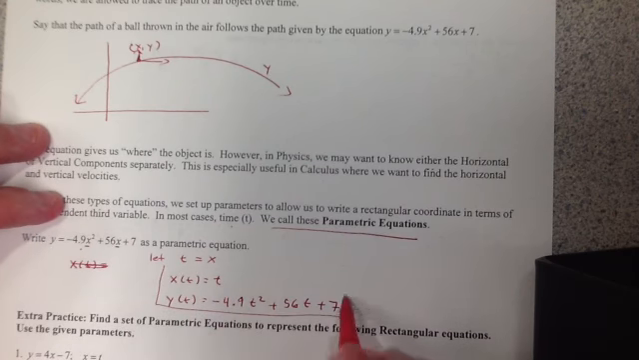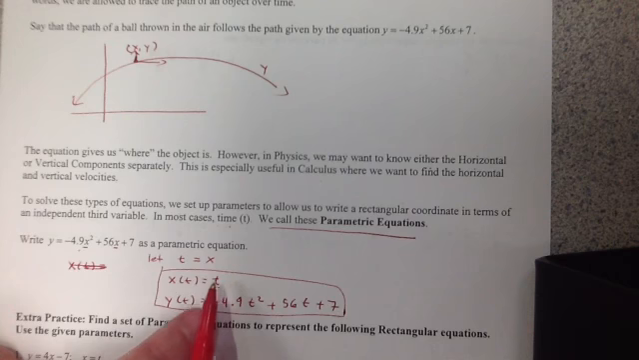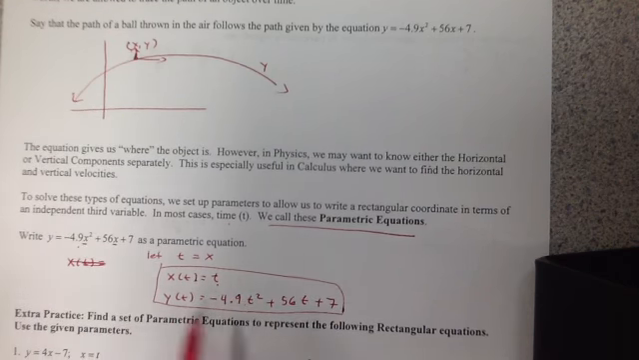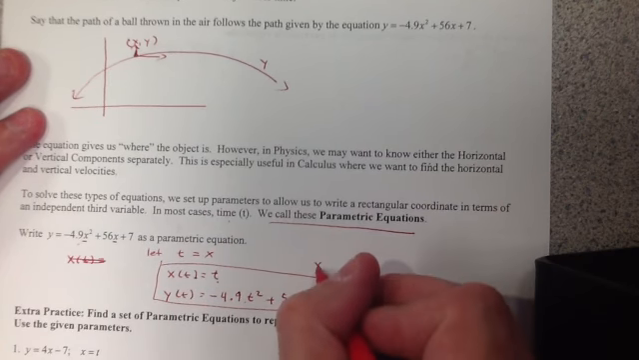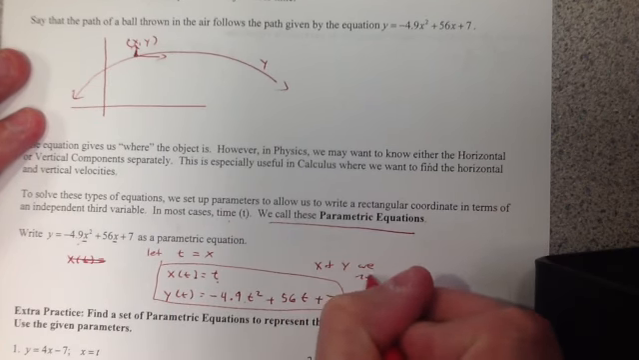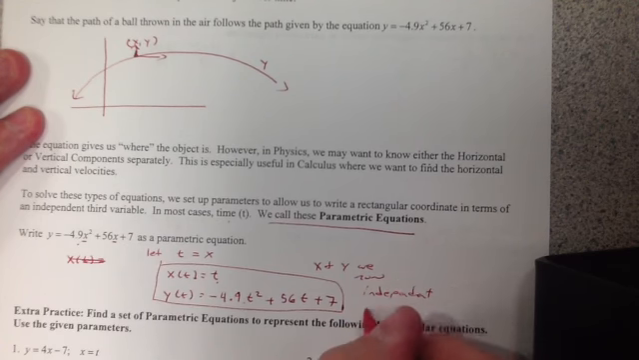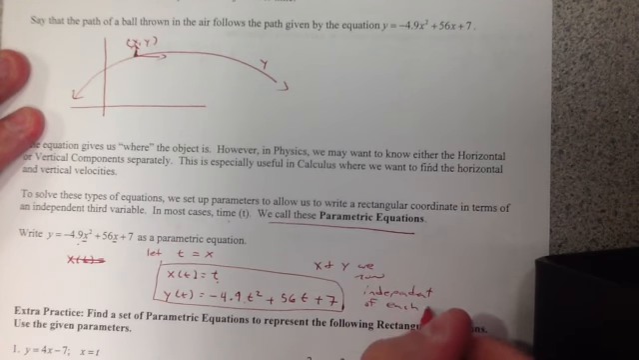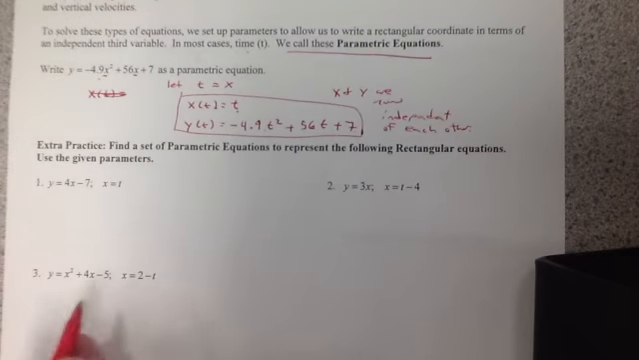But what happened though is now the y value is no longer in terms of x, but in terms of t, in terms of time. And x and y are now independent of each other. And that's big for physics. So let's take some practice. These are pretty easy to do.